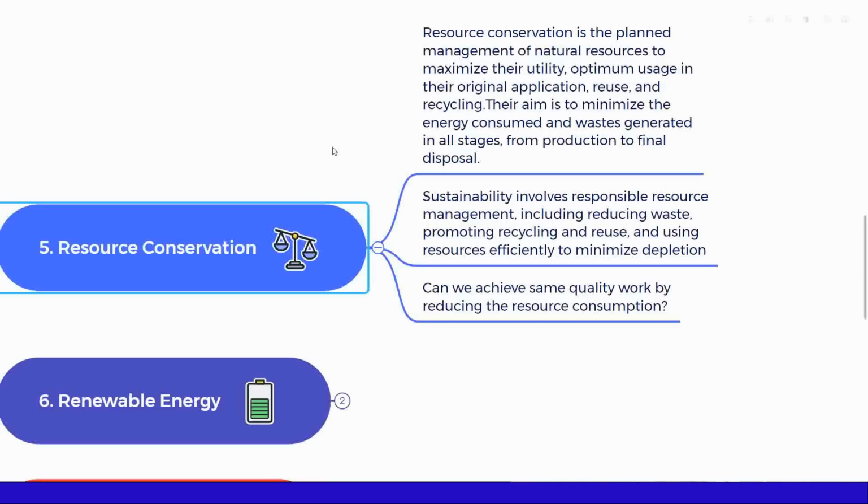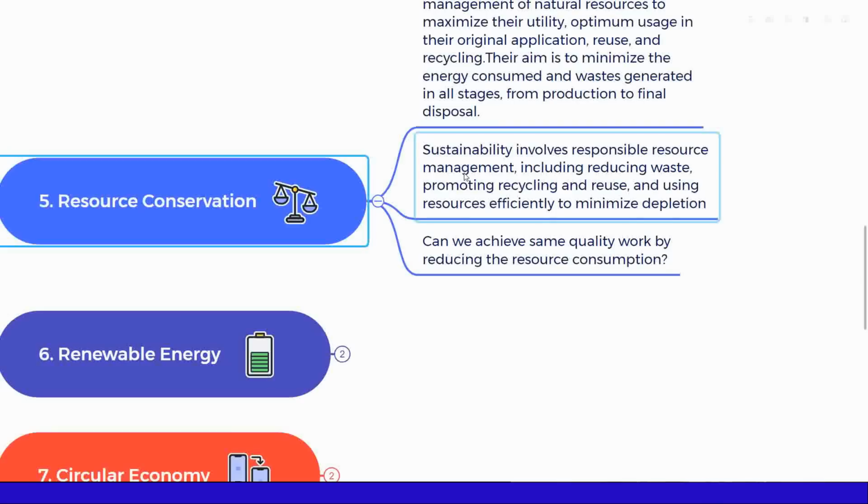And how it's related to sustainability is that sustainability involves responsible resource management, including reducing waste, promoting recycling, reuse, and using resources efficiently to minimize depletion. These resources also include non-renewable resources, fossil fuels, which again contribute to greenhouse gases. So resource conservation includes conventional and non-conventional energy as well. But in short, this is about conserving the energy while producing the same output or outcome.